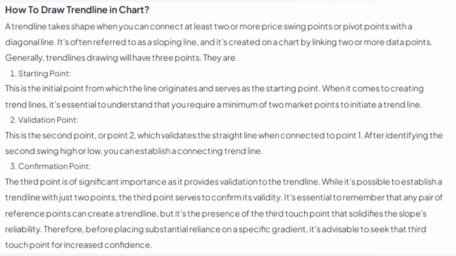Confirmation point. The third point is of significant importance as it provides validation to the trend line. While it's possible to establish a trend line with just 2 points, the third point serves to confirm its validity. Any pair of reference points can create a trend line, but it's the presence of the third touch point that solidifies the slope's reliability. Therefore, before placing substantial reliance on a specific gradient, it's advisable to seek that third touch point for increased confidence.